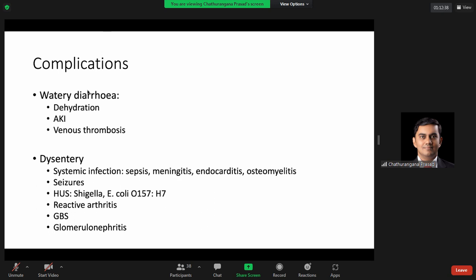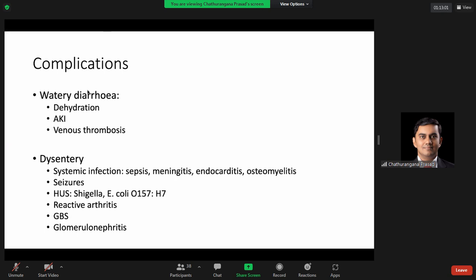Now, dysentery, blood and mucus diarrhea, has a different set of complications. Certain organisms can cause systemic infection, especially Shigella can cause meningitis, sepsis, and endocarditis; osteomyelitis can be caused by Salmonella. Then they can cause seizures due to different mechanisms. So, for example, it can cause electrolyte imbalances such as hypokalemia.